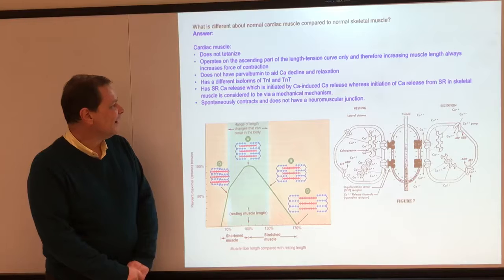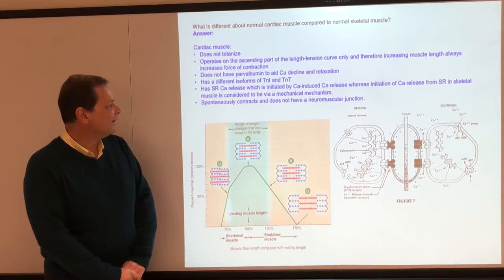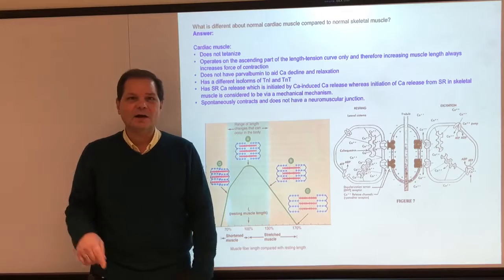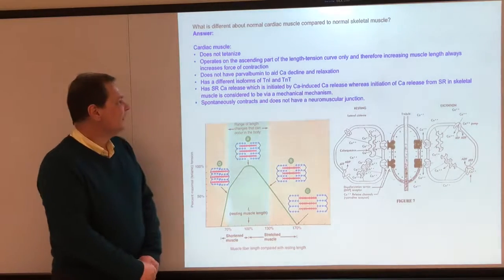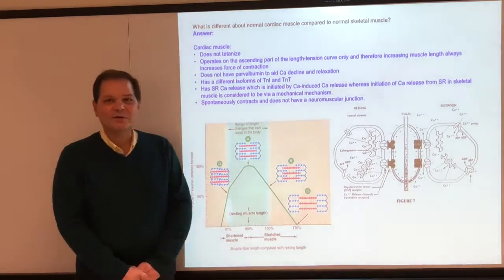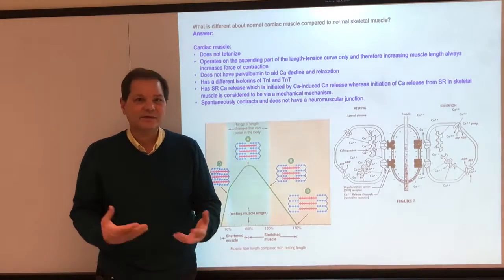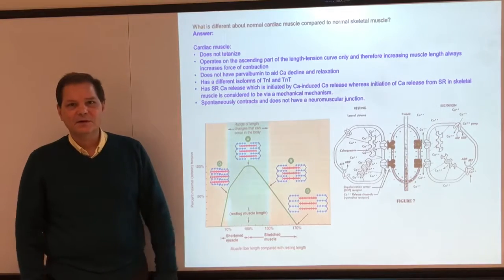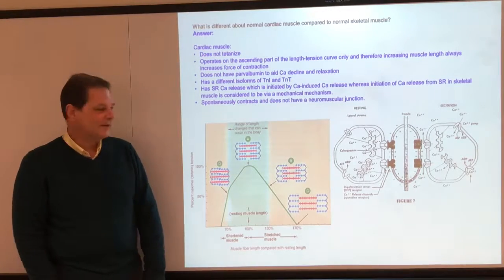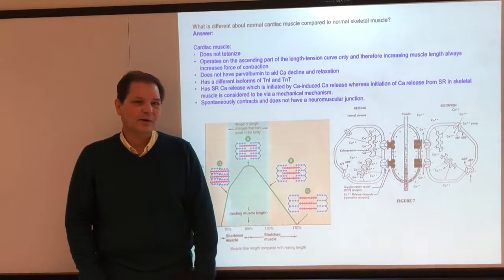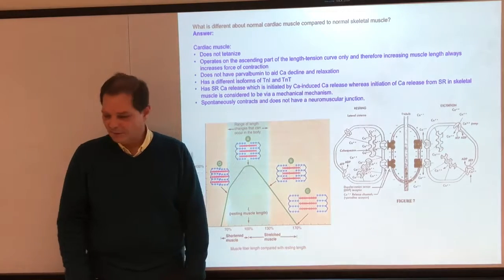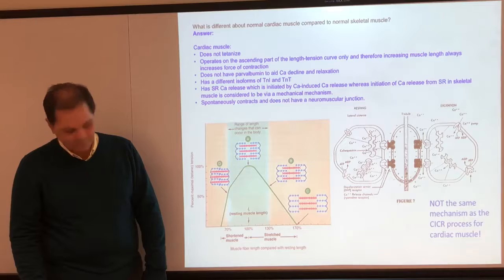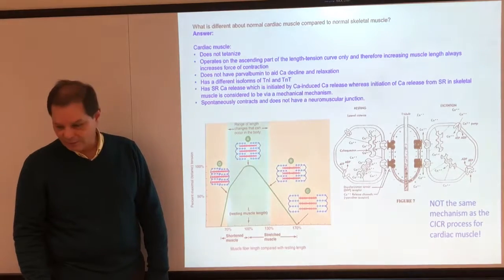Of course, cardiac muscle spontaneously contracts at the SA node, and then the action potential propagates along and causes contraction. It does not have a neuromuscular junction, whereas skeletal muscle has a neuromuscular junction. It contracts in response to a neural impulse that transmits through the neuromuscular junction. All right, there you go. Just to emphasize that once again.